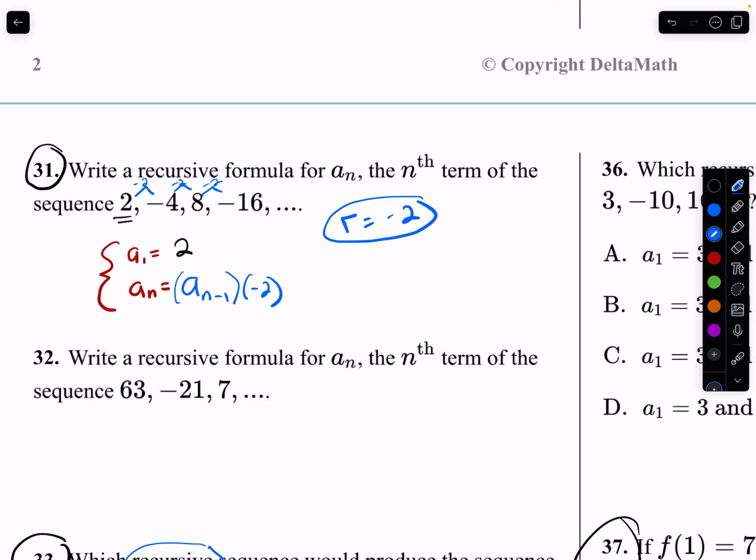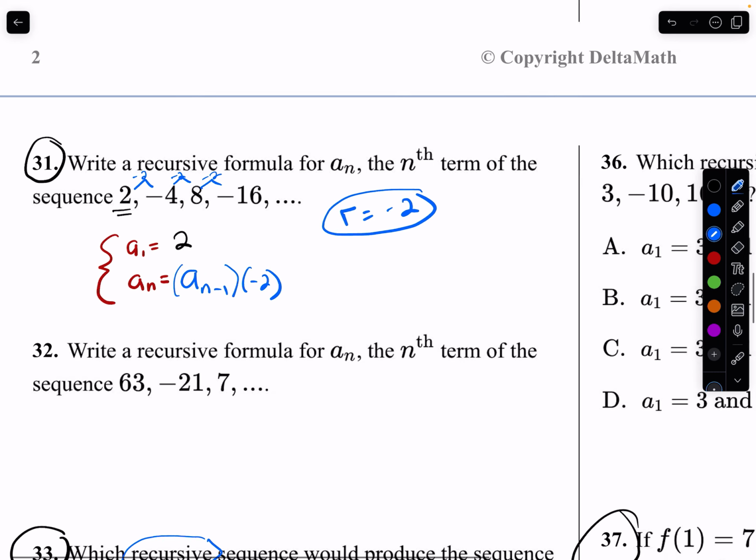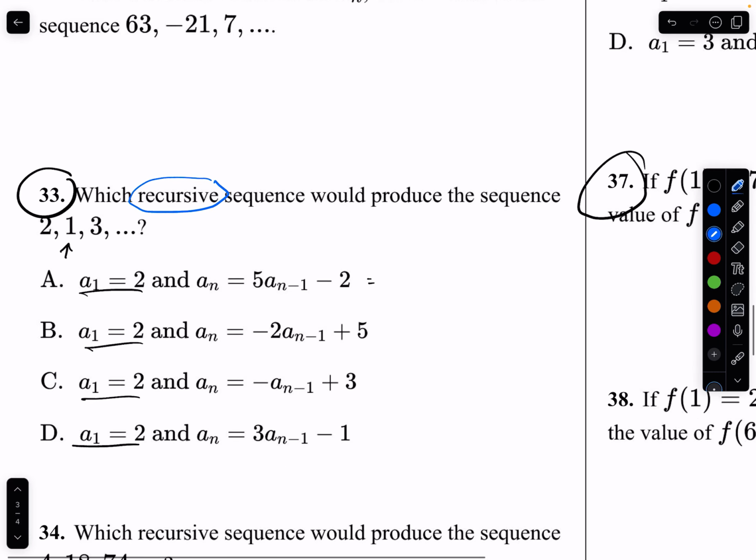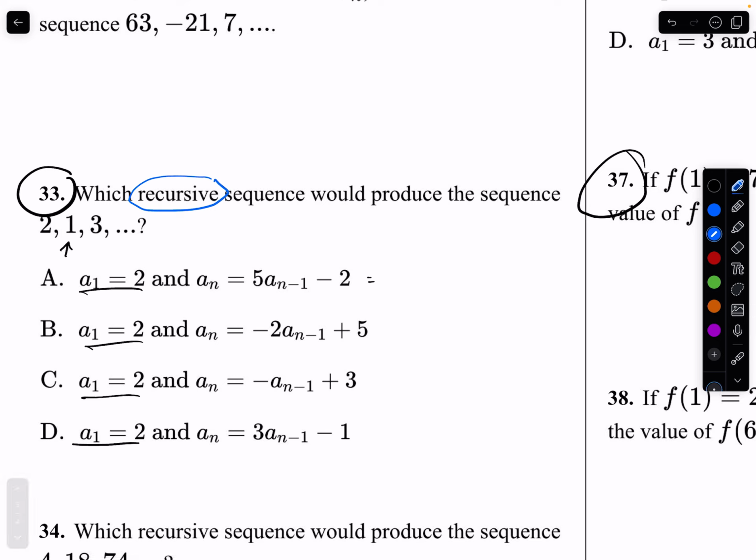And you can see that this is a recursive formula. So a recursive formula has the first term, sometimes also has the second term, and then how to get to the future terms. Okay? Now, out of these, which recursive sequence would produce the sequence 2, 1, 3?